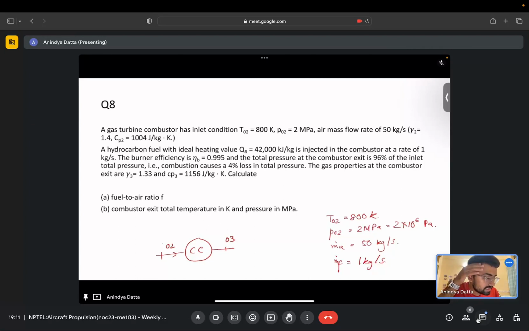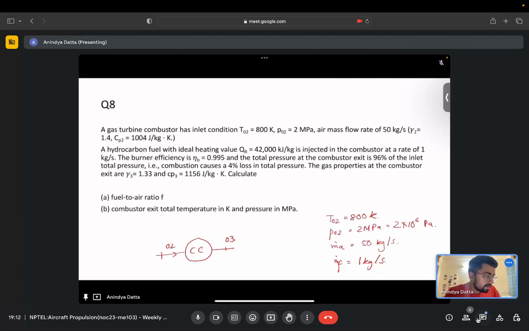Now, one thing is the burner efficiency, eta B, is 0.995. The total pressure at the exit is 96% of the inlet total pressure, which means combustion causes a 4% loss in total pressure. Again, this is a combustion chamber for a real gas turbine based power plant, or real Brayton cycle. As we have seen, in the ideal Brayton cycle we considered the heat addition process in the combustion chamber to be isobaric, which means it happens at constant pressure, but in the real case there is a pressure loss, and here it is a 4% pressure loss.